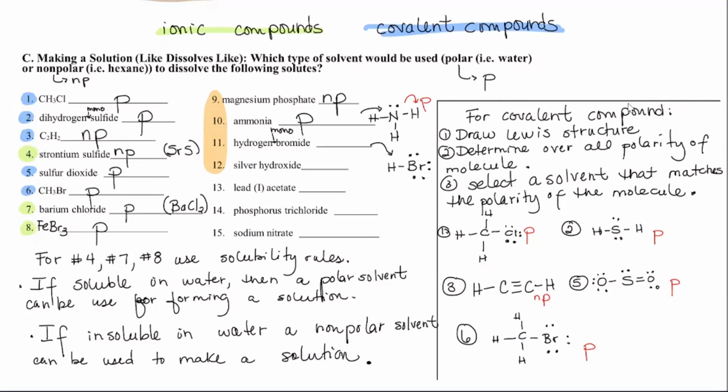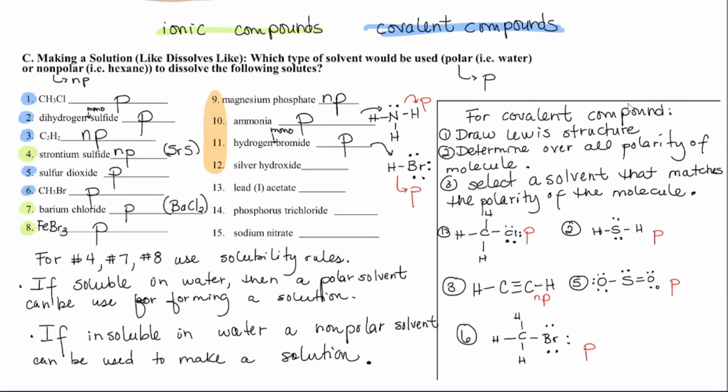Hydrogen monobromide, that is a linear molecule that does not look the same. It doesn't have two identical bonds on left and right. So is it polar or non-polar? Excellent. So this is a polar molecule, so it needs a polar solvent.